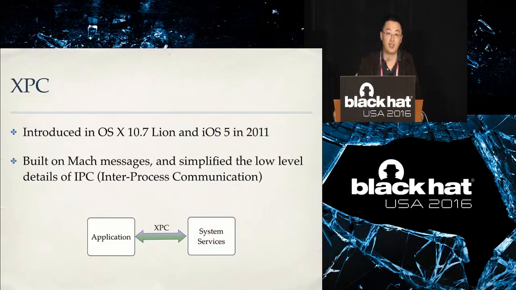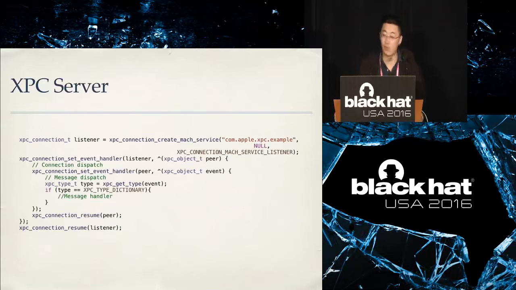Basically, the application can talk with some system services through the XPC channel. This piece of code demonstrates how we write a server on iOS. The first API is used to tell the system, hey, I'm running this server, and this is the name. After that, you set up an event handler and a message handler. Then you are ready to receive messages.